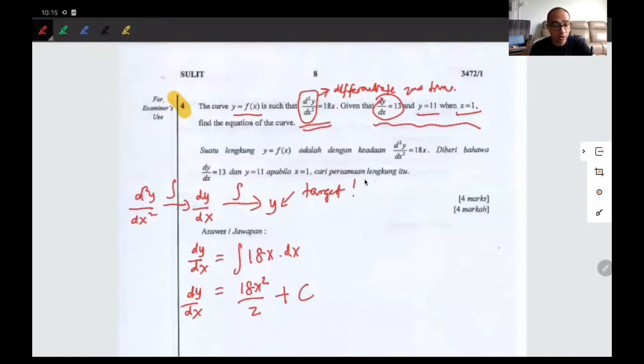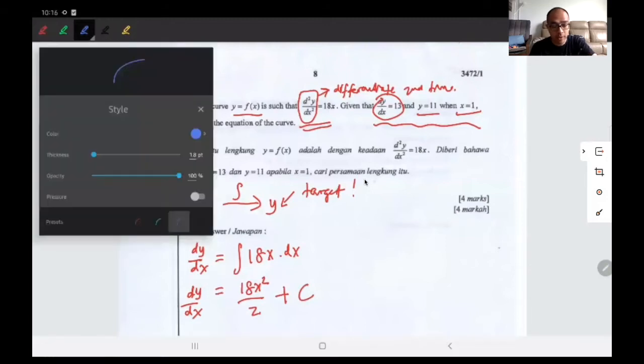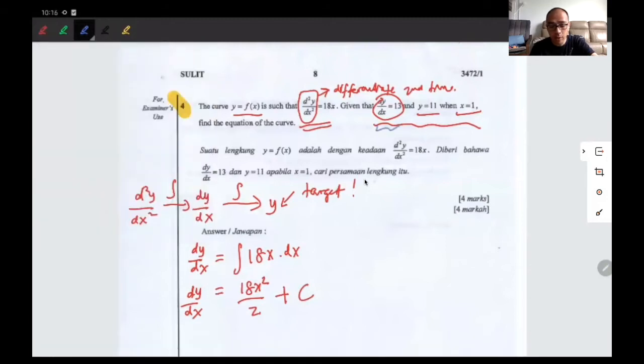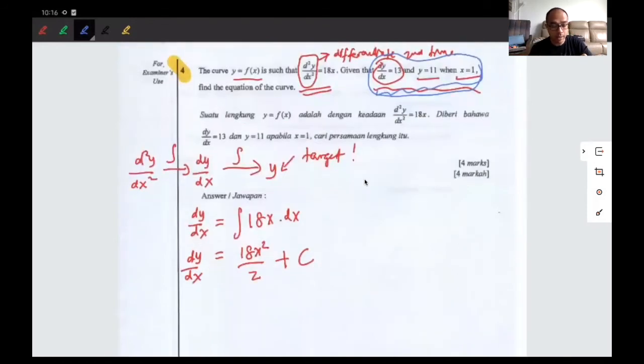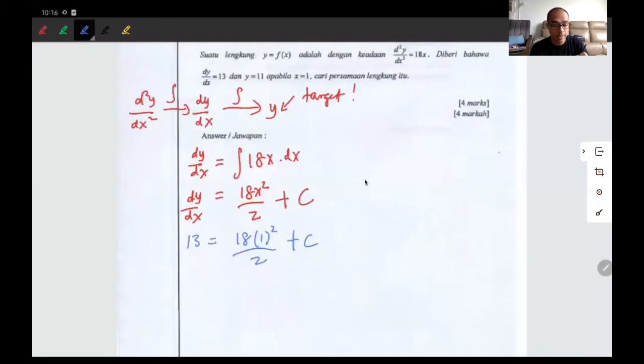The reason why they're giving all this is so that we can find the c for both times yang kita kena integrate. So we get dy dx is 13 when x sama dengan 1. 13 equals 18 darab 1 kuasa 2 per 2 tambah c. And you will get c equals 13 minus 9, which is 4. You get c equals 4.